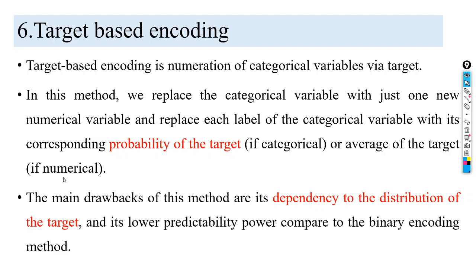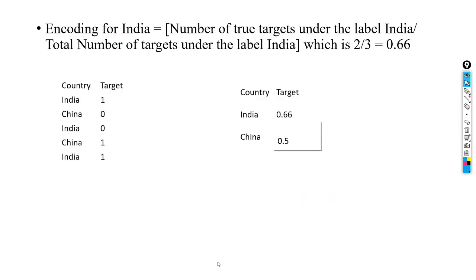I will explain in detail, so don't be confused in the theory part. The main drawback of this method is that it depends on the distribution of the target variable. This method totally depends upon the target variable, and it lowers the predictive power compared to the binary encoding method.